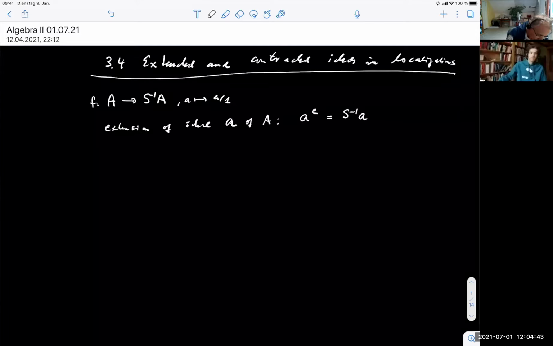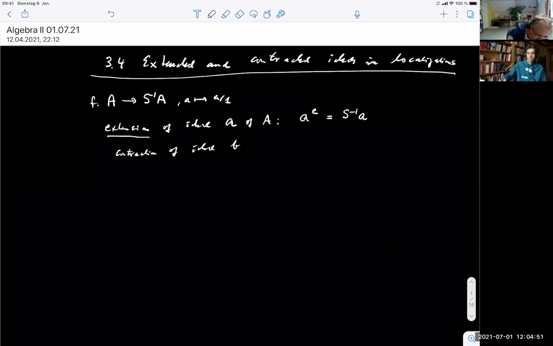And then we have the contraction of an ideal b of this other ring. So what happens if you contract? This is just by definition the inverse image. This is the contraction, right? So these are general notions, and the question is, can we describe them more concretely in the case of localizations?